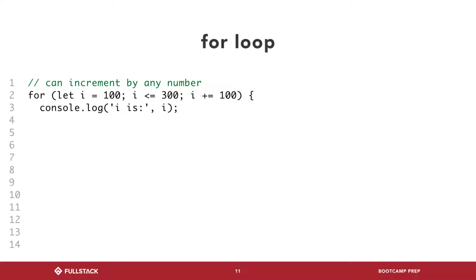And then, yeah, same idea here. We don't have to go up by 1 every time. In this case, we're going up by 100. And once again, it doesn't violate our check, change, check, change framework. And so we can go up or go down by whatever number that we want.